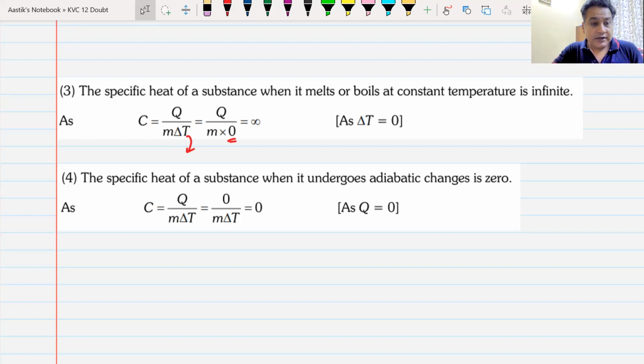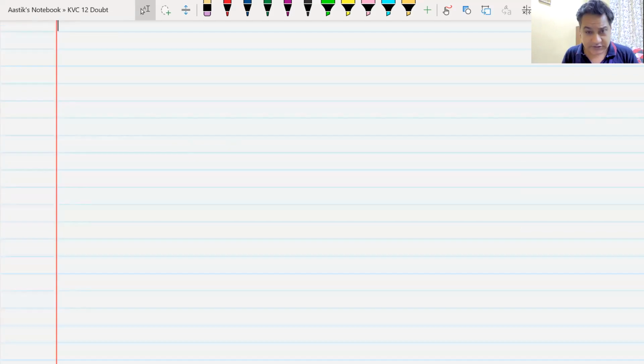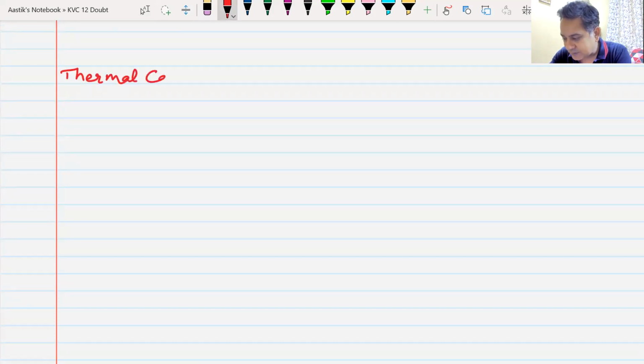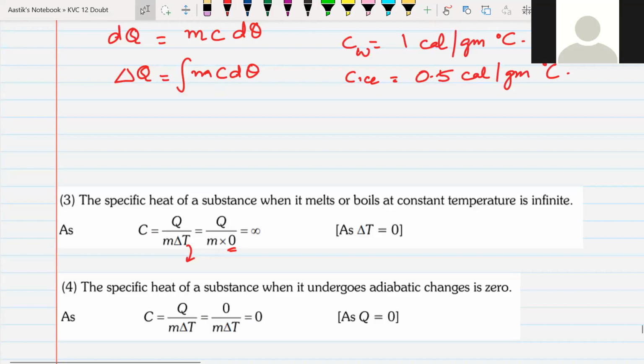Now, whenever we talk about specific heat, let us first concentrate on specific heat. There are certain terms that come. One of those terms is known as thermal capacity. Thermal capacity. Sir, can you show the previous slide, sir? Okay. Note it down. Once you are done, please let me know.